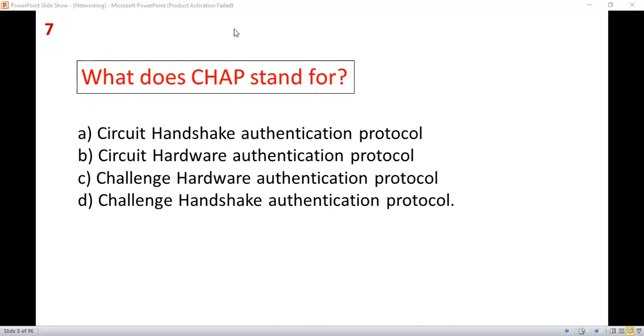Okay. The answer for this question will be Challenge Handshake Authentication Protocol. Yes, option D will be the answer. It is a challenge and response authentication method that a point-to-point protocol server uses to verify the identity of a remote user. And Challenge Handshake Authentication Protocol begins after the remote user initiates a PPP link.